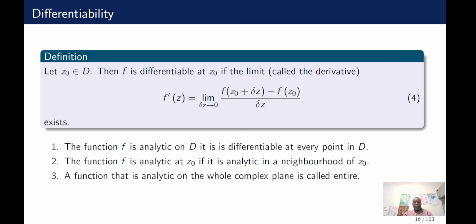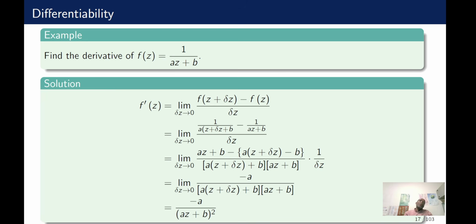But let us go with this definition of derivatives and give you a few properties and one example. So let us find the derivative of this function. The function is f of z, which is 1 over az plus b. If you want to get that, we just need to use the definition. So what we have is f of z plus delta z minus f of z, and it is going to be the limit. You just replace z with z plus delta z in the first part.